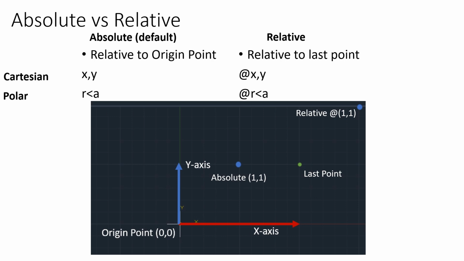On the other hand, relative coordinates are measured from the last point that you specified. The example being if you were using relative Cartesian coordinates and you put in 1, 1, your point is going to be 1x and 1y away from the last point you placed rather than the origin. Absolute is relative to the origin, whereas relative is relative to the last point that you placed.